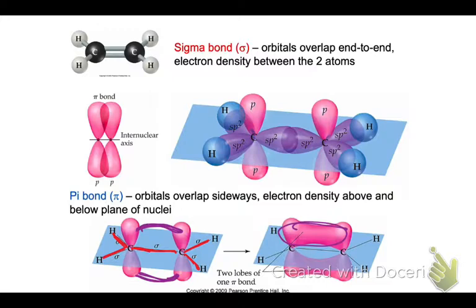That is the pi bond. Because the electron density here is above the nuclei plane, while the electron density here is between the nuclei plane, that is a strong connection. Sigma is a stronger bond than pi. Keep that in mind.